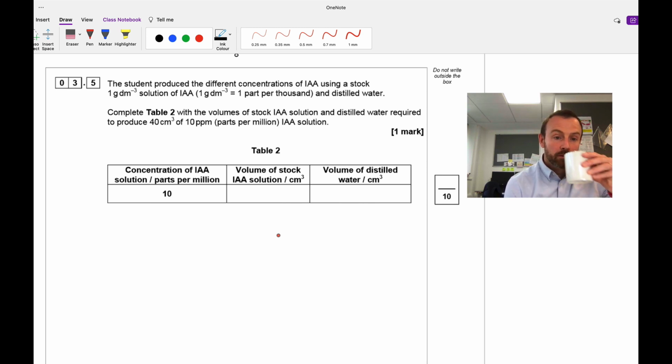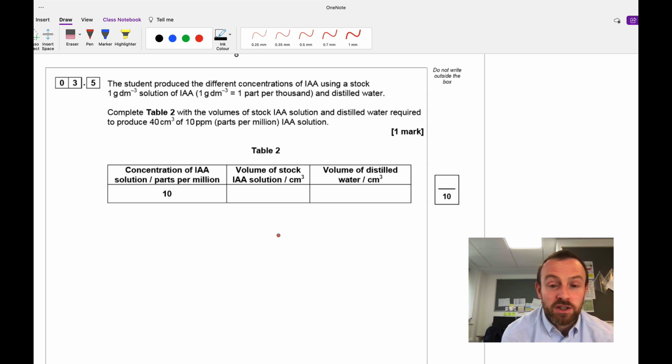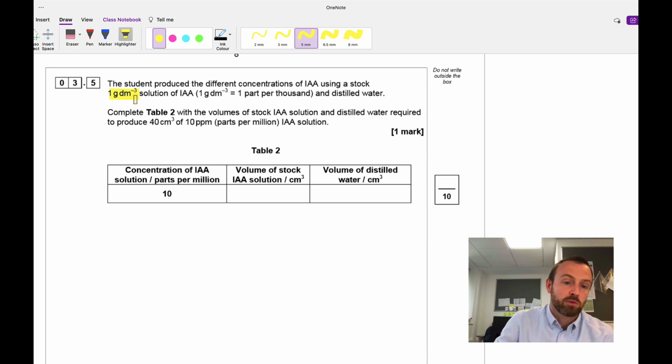3.5. The student produced the different concentrations of IAA using a stock, 1 gram per dm cubed or litre solution of IAA. 1 gram per dm cubed is equal to a part per 1,000. Okay? And distilled water. Complete table 2 with the volumes of stock IAA solution and distilled water required to produce 40 centimeters cubed of 10 parts per million IAA solution.